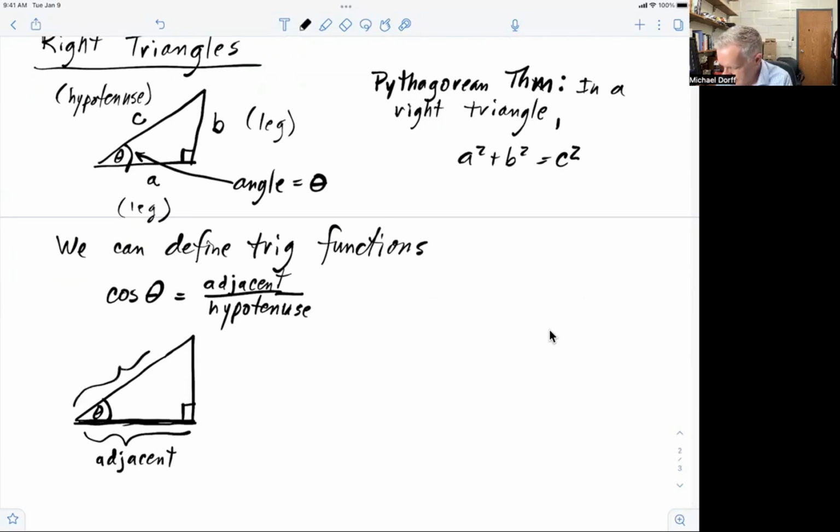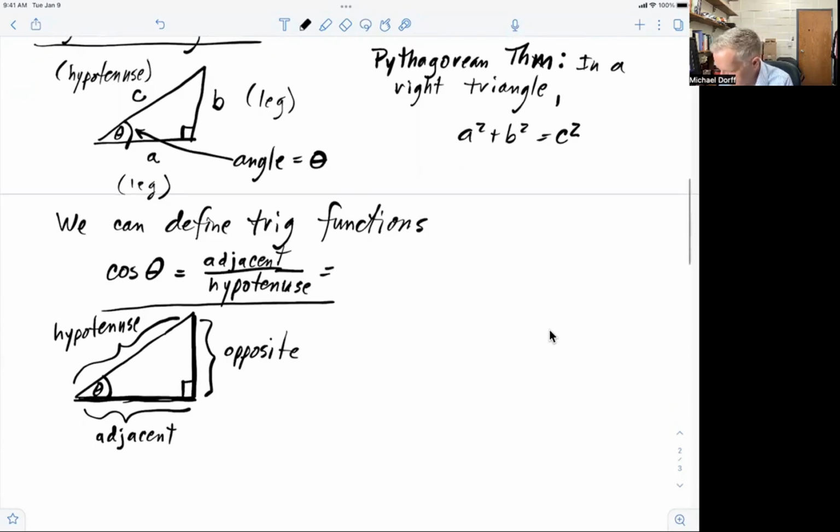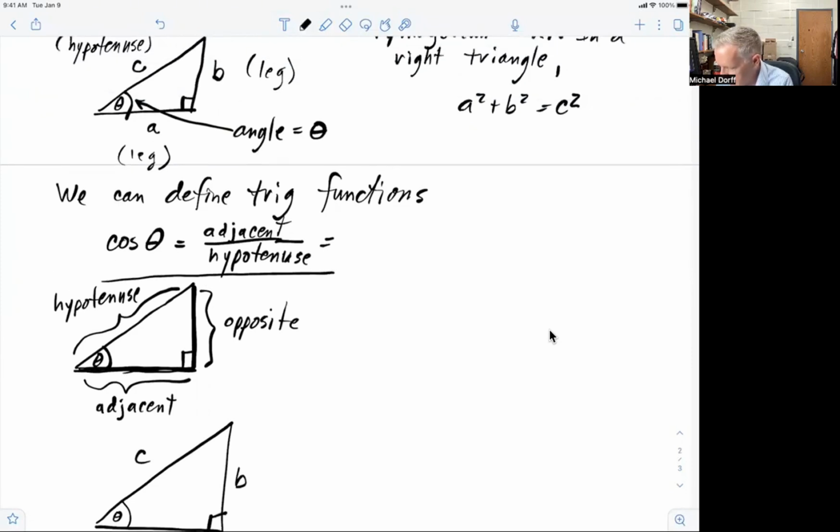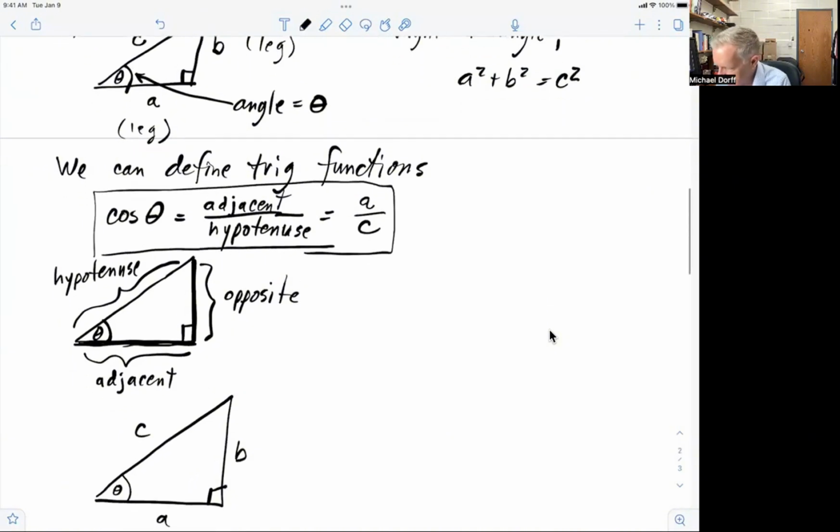This side is the hypotenuse because it's the longest side, and this side here is called the opposite side. It's opposite the angle theta. It's farthest away from the angle theta. Going back here, we have cosine of theta equals the adjacent side over the hypotenuse. And in my original diagram, remember that we call this side B and this side C, where there's my right angle. So the adjacent over the hypotenuse in this case would be the same as A over C. And that is what cosine of theta equals.